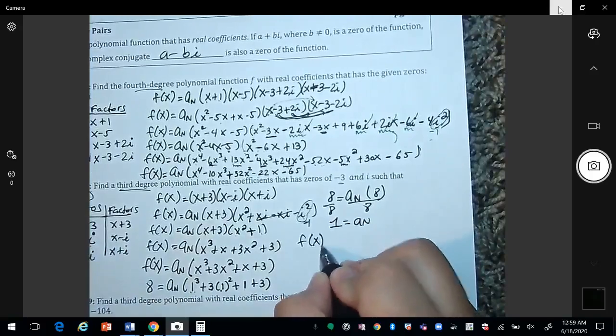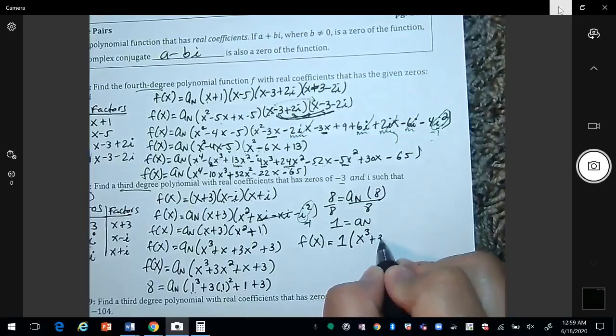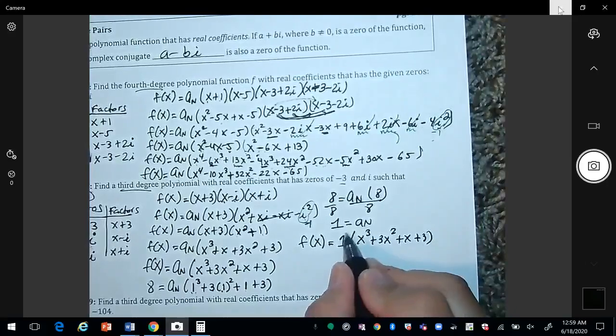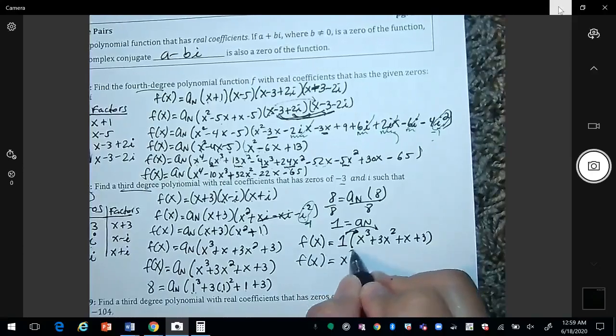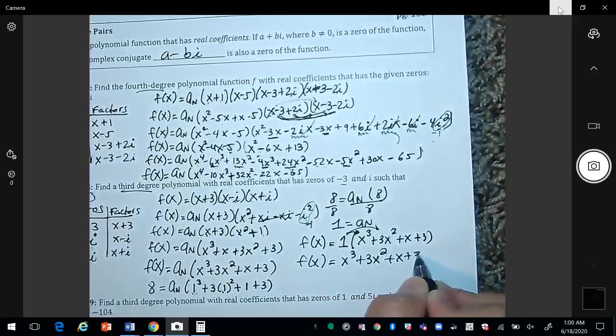So if I plug that back in, I get 1 times x cubed plus 3x squared plus x plus 3. Multiply the 1. And so that's just going to be x cubed plus 3x squared plus x plus 3.